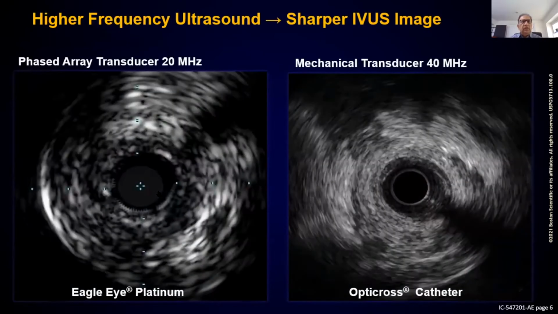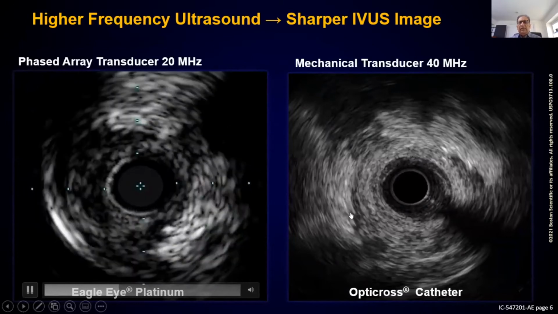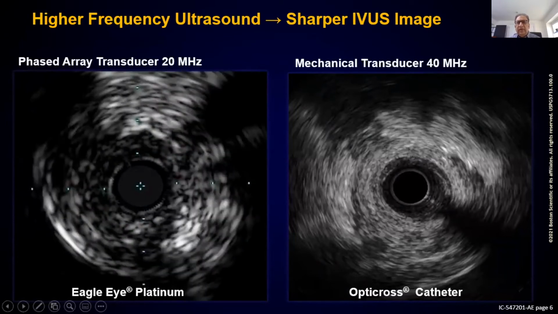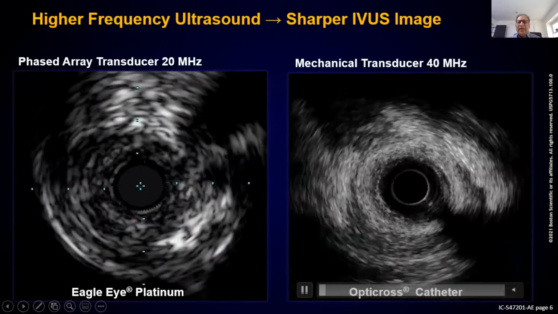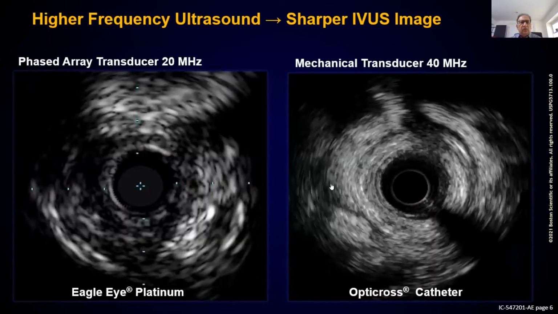So this is just an example of a phased array system. And you could see that on the right-hand side is a mechanical system, which produces a slightly clearer or crisper image compared to the phased array system, which is on the left-hand side.